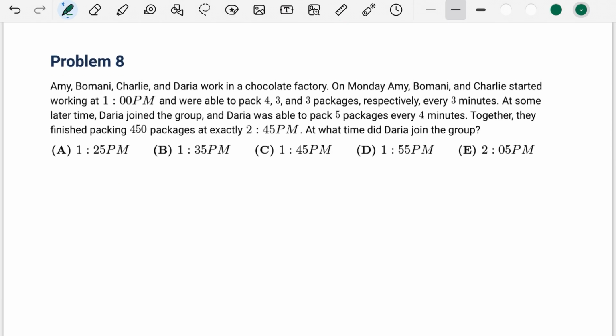Problem 8. Amy, Bumani, Charlie, and Daria work in a chocolate factory. On Monday, Amy, Bumani, and Charlie started working at 1 p.m. and were able to pack 4, 3, and 3 packages, respectively, every 3 minutes. At some later time, Daria joined the group, and Daria was able to pack 5 packages every 4 minutes. Together, they finished packaging 450 packages at exactly 2:45 p.m. At what time did Daria join the group?